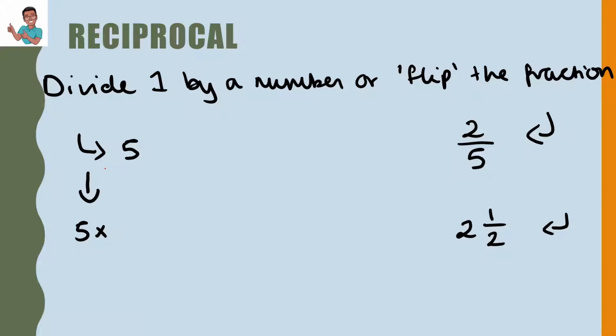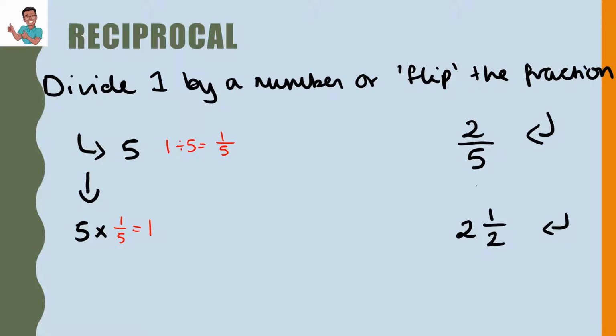We have the number 5 and we've been asked to reciprocate it. So what we will do is we'll do 1 divided by 5, which gives us 1 over 5. Remember, when we have the division sign, we can write it as a fraction. This would be our reciprocal. And whenever we multiply the reciprocal by the number, in this case 5, we will always get 1.